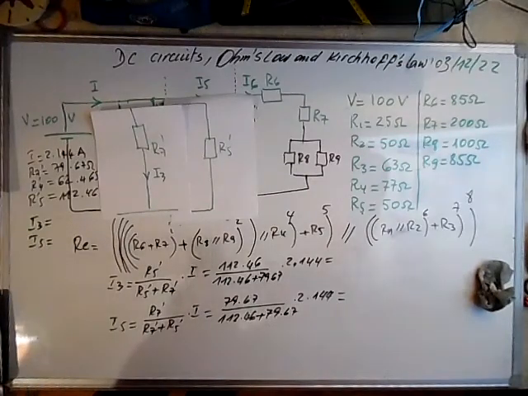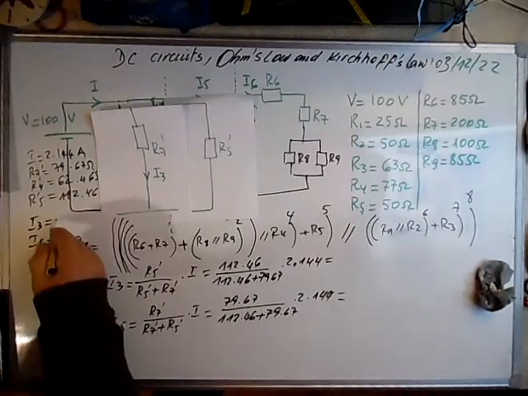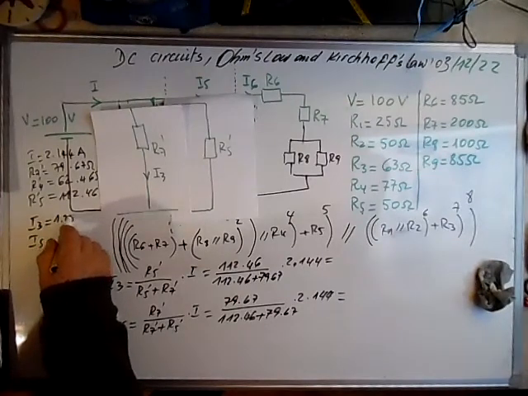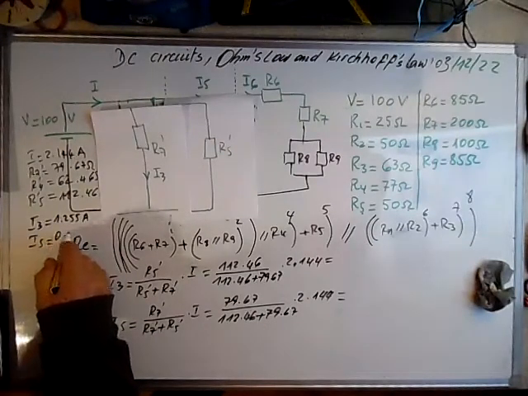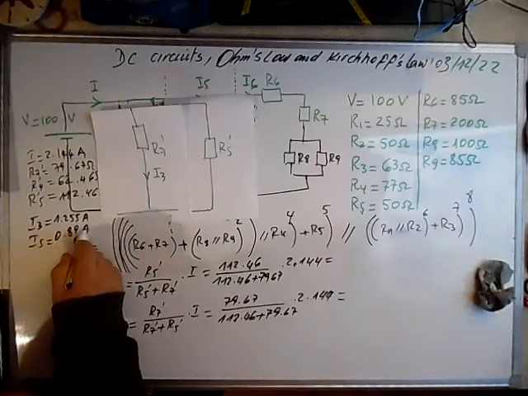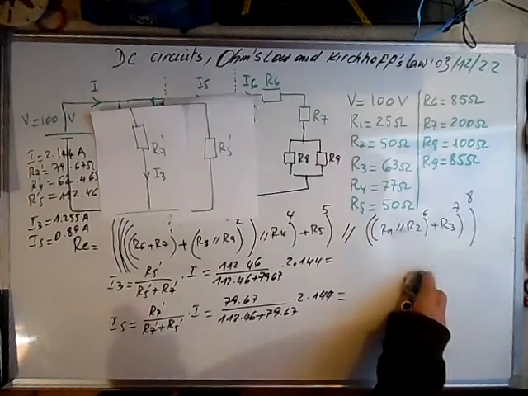I3 is equal to, let's calculate it, 112.46 plus 79.67, 1 over this times 112.46 times 2.144 will give us 1.255 amps. Minus 2.144, and here 0.89 amps. Okay, I calculated I3 and I5.